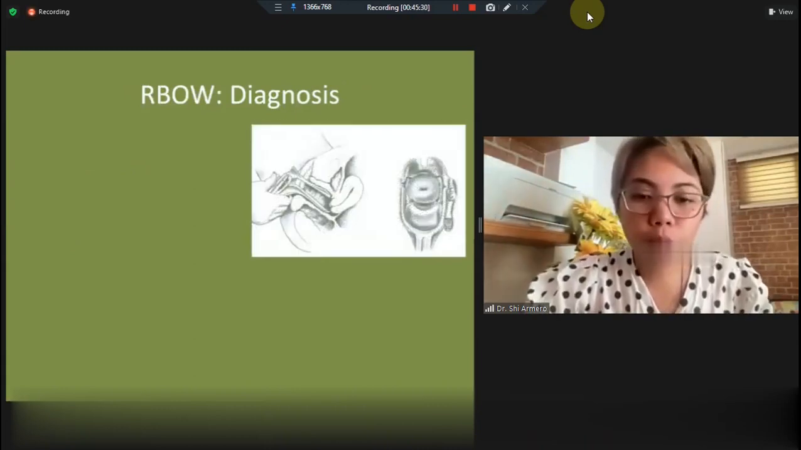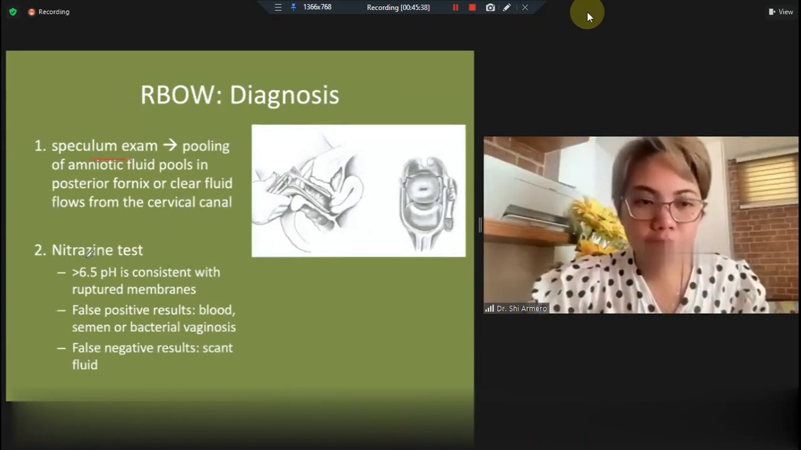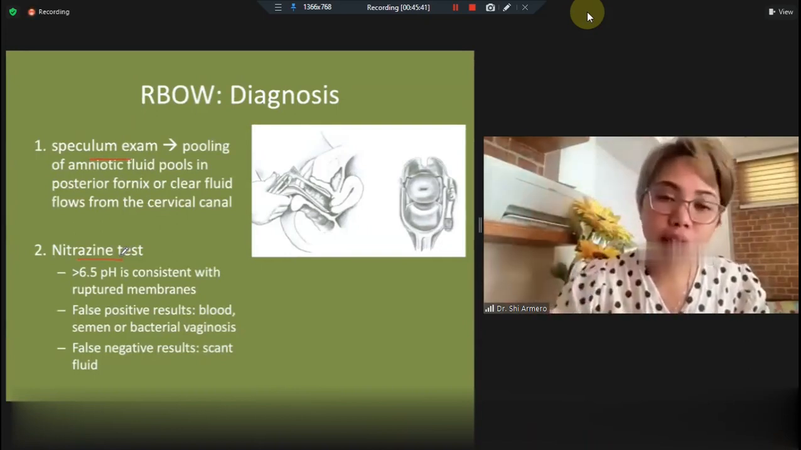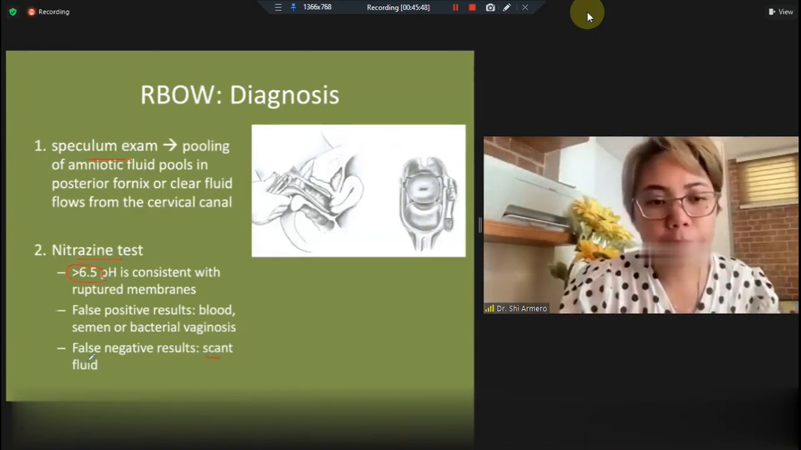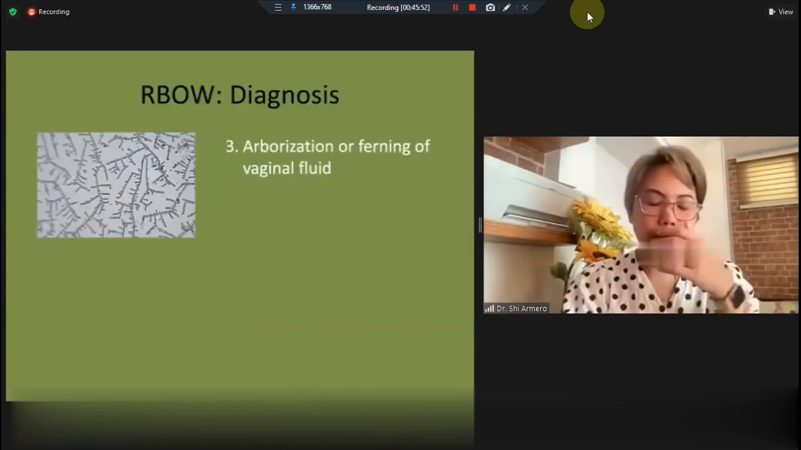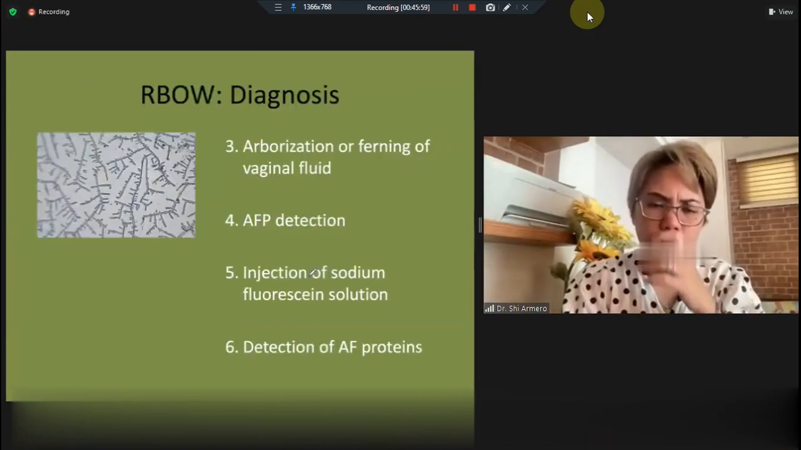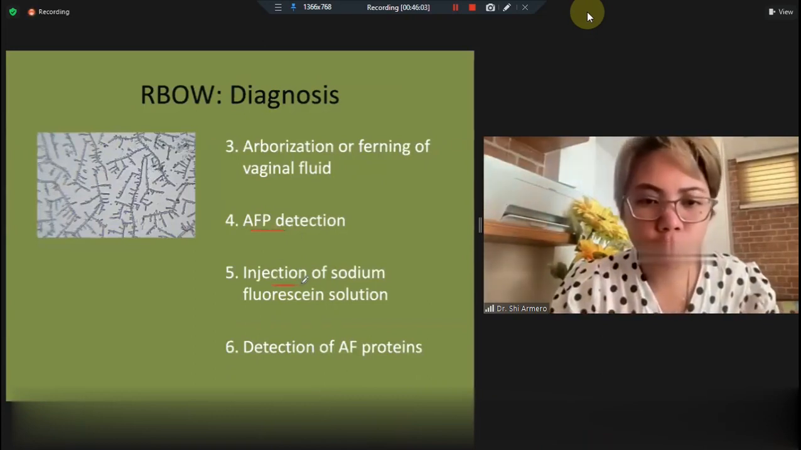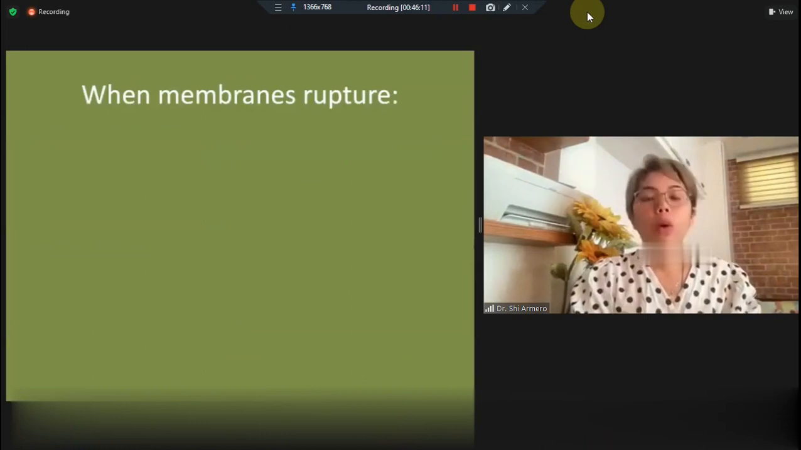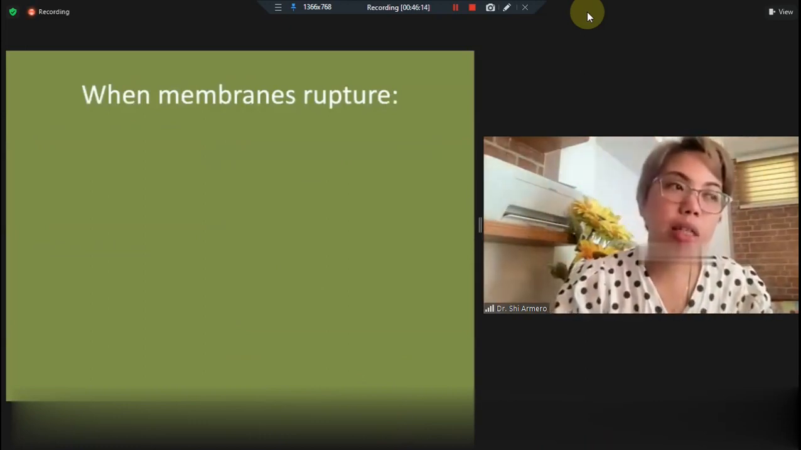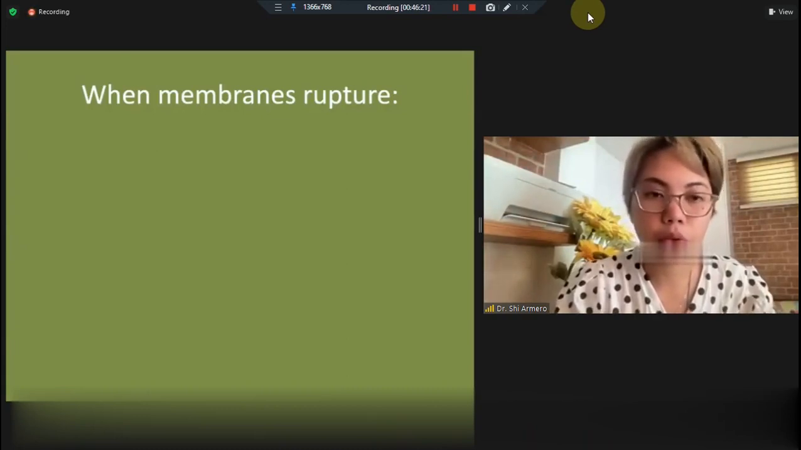Now, we used to just have a few ways to diagnose a ruptured bag of waters. Speculum exam, there is pooling, nitrazine test, diba? The normal vaginal pH is acidic. Now, if it is basic, can be amniotic fluid. Pero pag scanty, you will not be able to maximize this test. I mentioned earlier the arborization, the ferning pattern. AFP detection, sodium fluorescein solution, and AFP proteins, we will be detecting proteins present in the amniotic fluid. If it tests positive, then it confirms the rupture of membranes. So those are the other tests available for us. What to do?